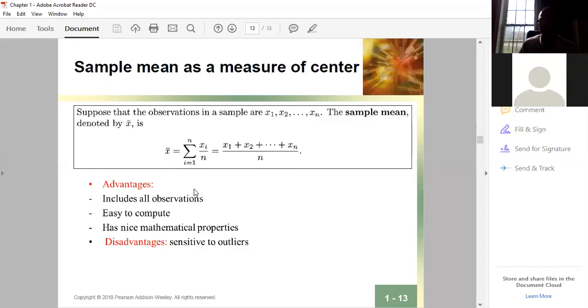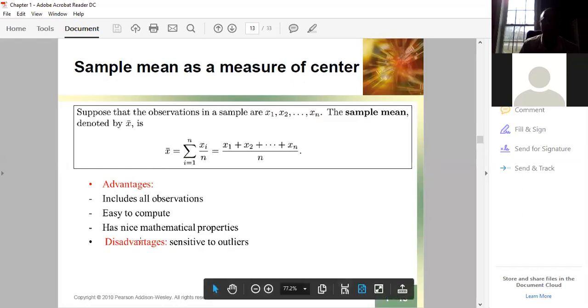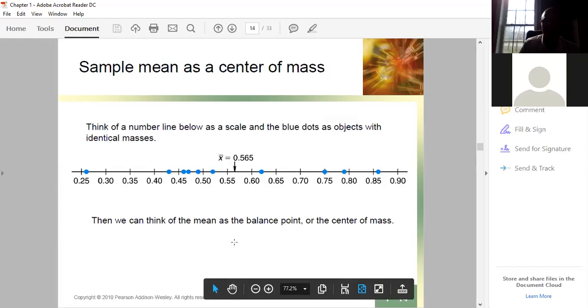I told you there are some advantages and some disadvantages in both cases. Mean is nothing but take the sum of all the observations and divide by the number of observations, and that is denoted by X bar. It is very sensitive to outliers. Otherwise, it is really very easy to compute. It includes all the observations.